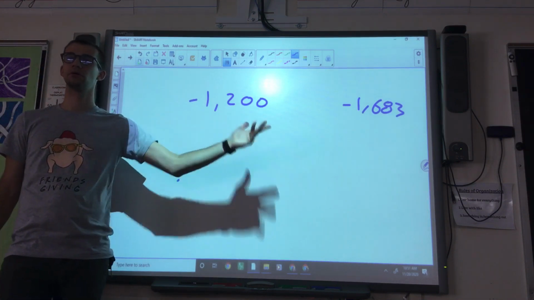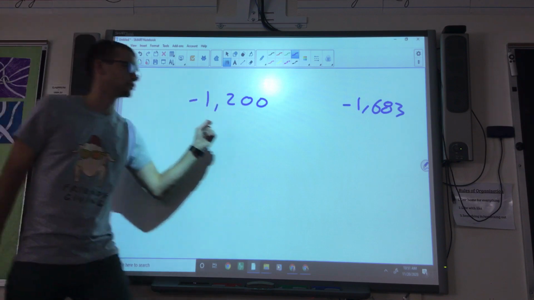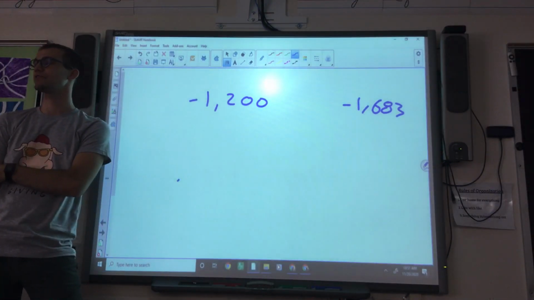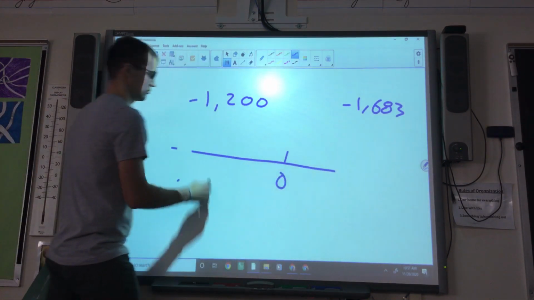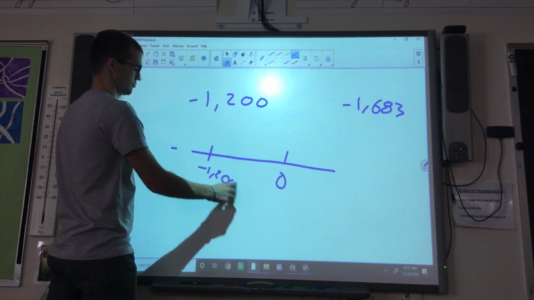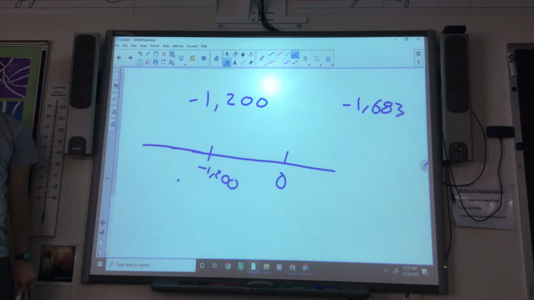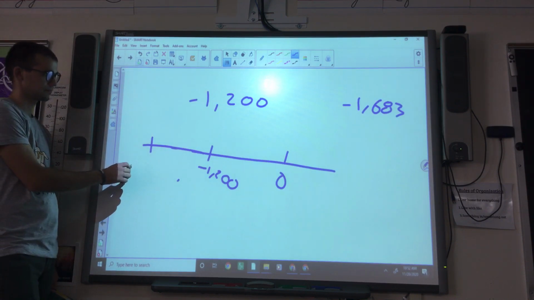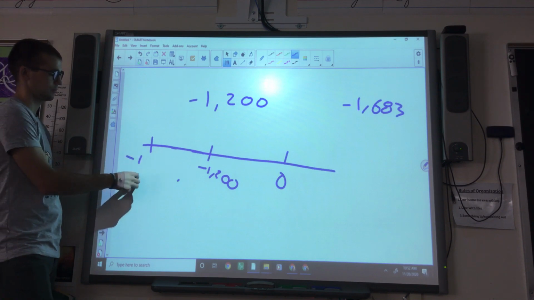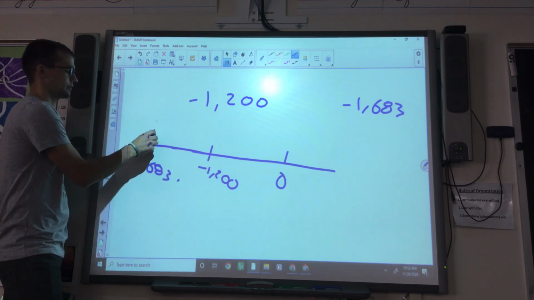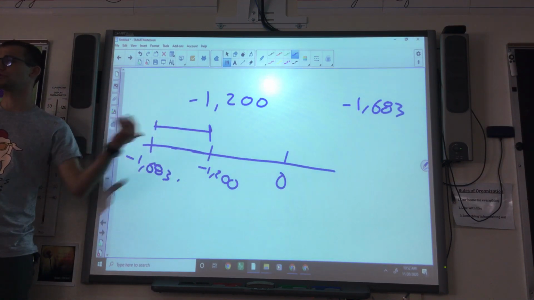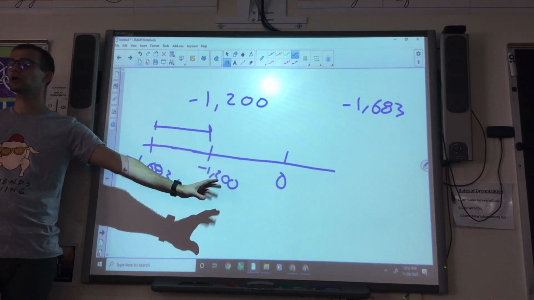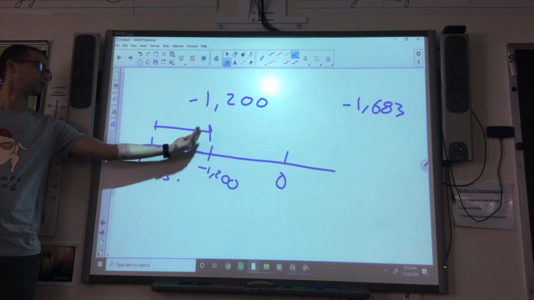What do we do here? If you're at negative 1,200 and you know you're getting to negative 1,683, how do you find the answer? Make a number line. Put 0, and then you put 100, and so on, and you want to go backwards to negative 1,683. Basically you need to say, with this number line, what is this distance right here? How much further below sea level are we going? If you start out at negative 1,200 and you're going down to negative 1,683, what's that distance?